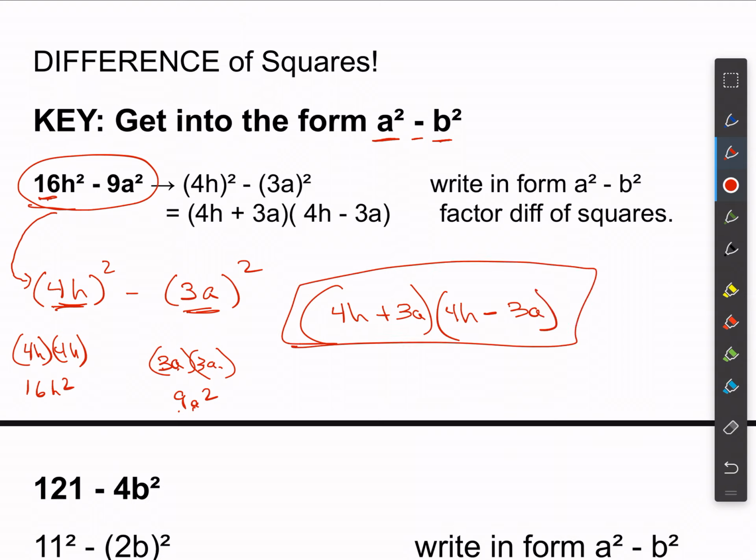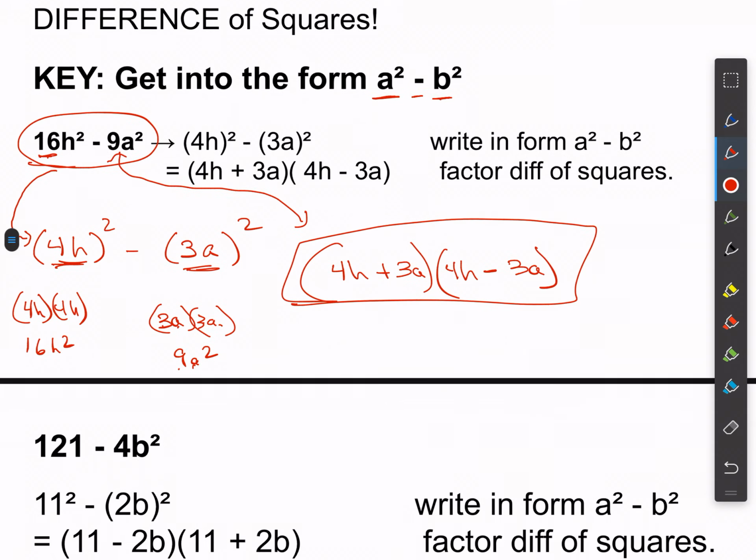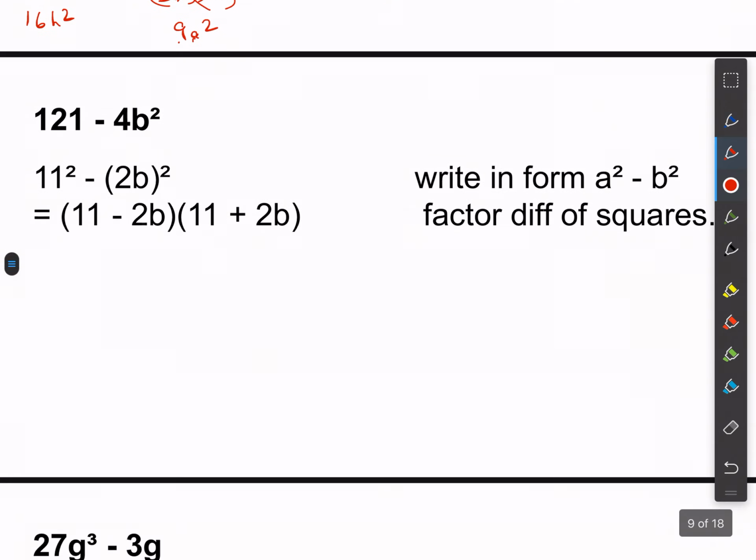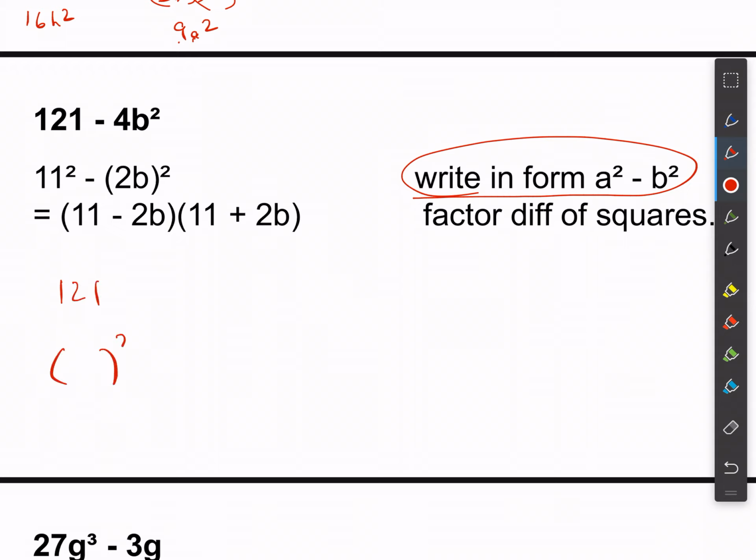So that is my answer, my factor to that guy. All right? Okay. So let's try this again. Again, my strategy is going to be to write it in this format of a squared minus b squared. So 121, how can I write that as something squared? Well, 11 squared gives you 121. If you didn't know that, you could take the square root of 121, and you'd find that it's 11.